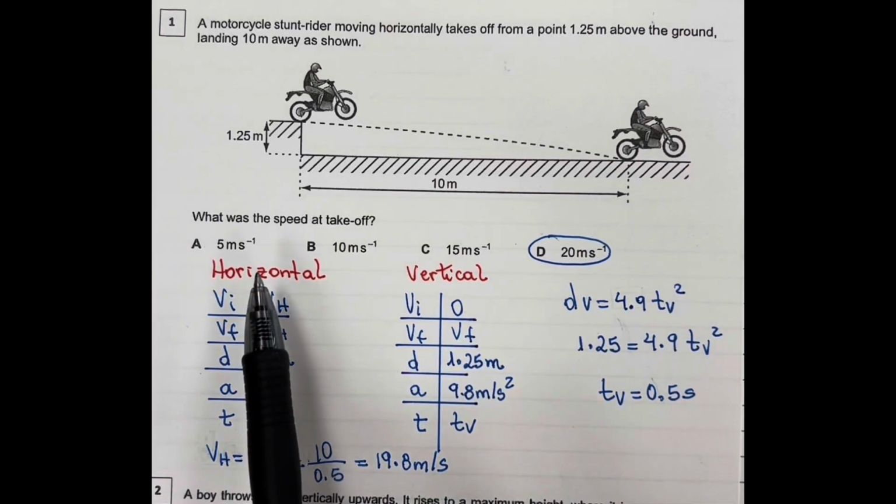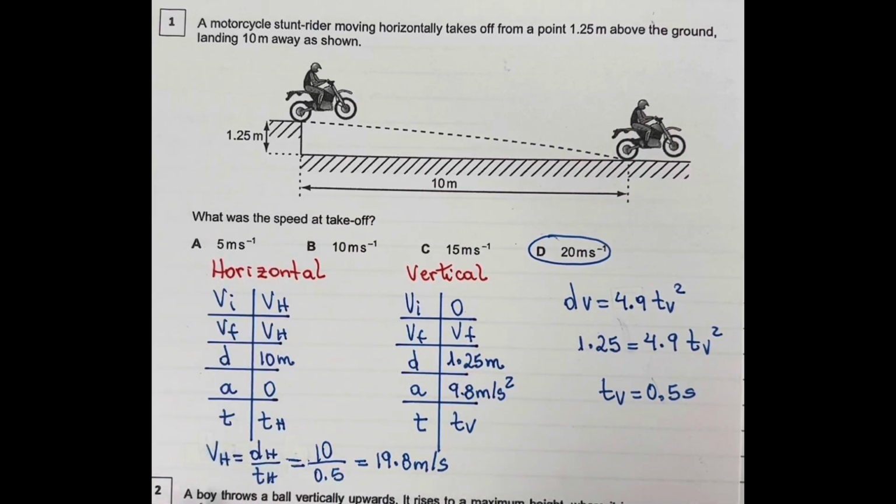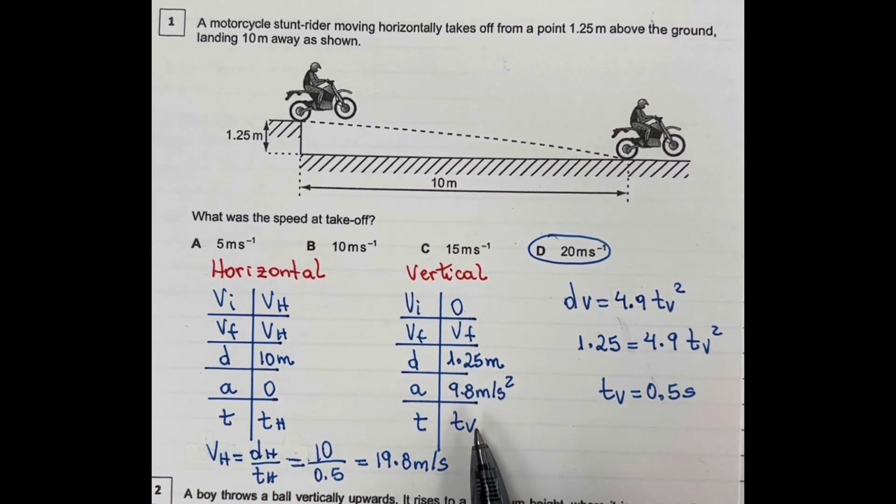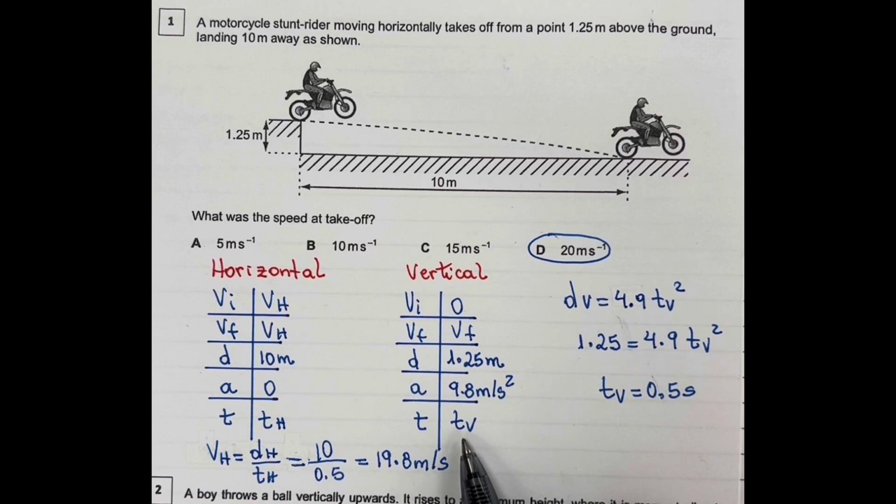Now, for the horizontal side, since the acceleration is 0, we are using the fourth equation of the list that I gave you. So VH is DH over TH. Notice that I'm using H to mark that it is the horizontal motion that we are looking at. So we have DH, which is 10, but we don't know TH, but we can calculate TH using the vertical data table.